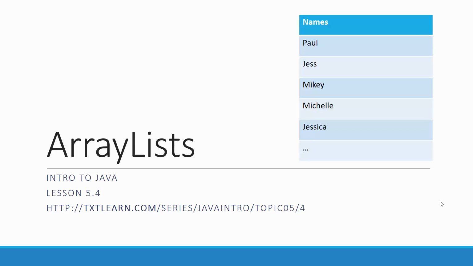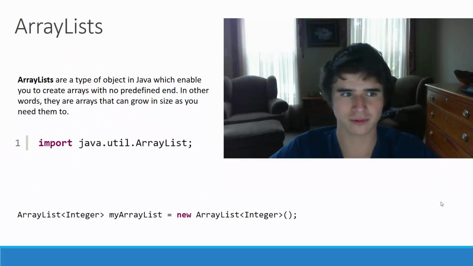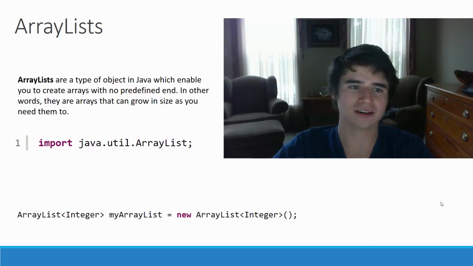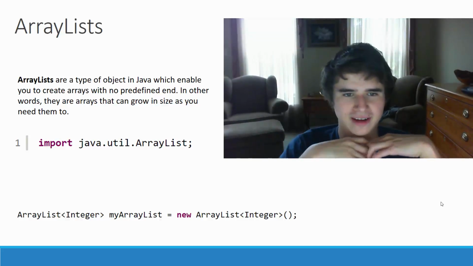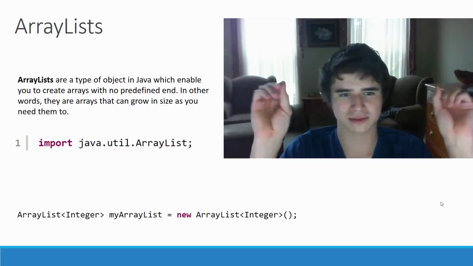As always, the link to this topic is in the description, and in this lesson we will be discussing array lists. What is an array list? Well, array lists are an object type in Java which enable us to create basic array type structures with no predefined end. So in other words, they're basically arrays that can grow in size as we need them to.